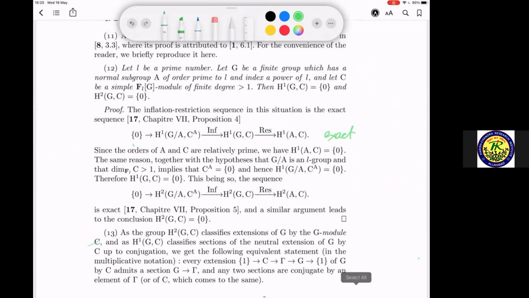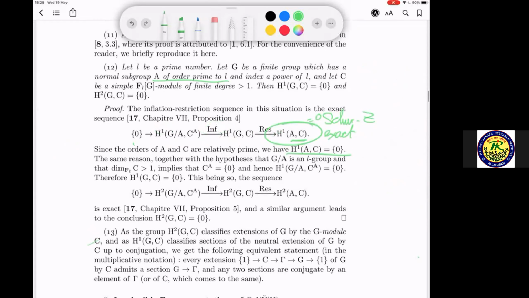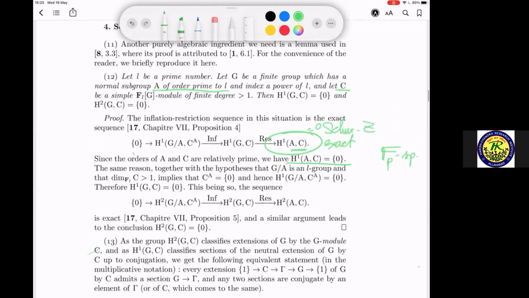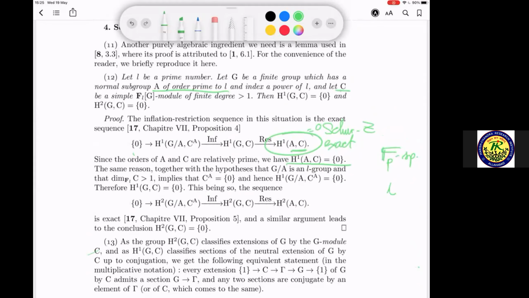So once it is exact, I have the usual Schur-Zassenhaus theorem, which will tell me that this thing is trivial. That's because the orders are relatively prime. The order of A is prime to L, and the order of C is a power of L, right? C is an F_L space after all, with an action of G, but it's an F_L space, so it has order L to the power of the dimension.